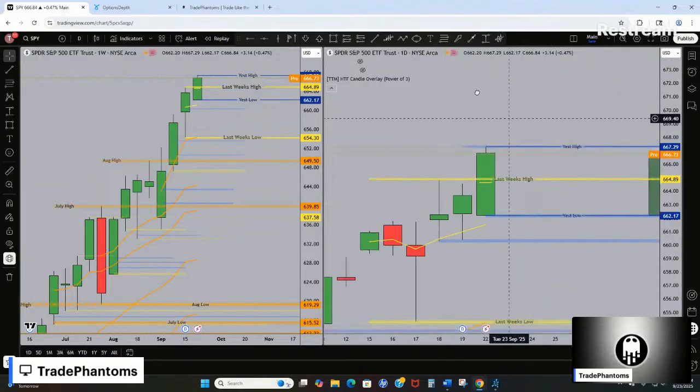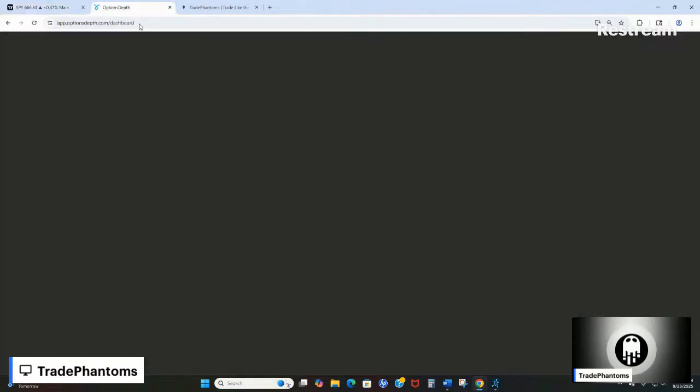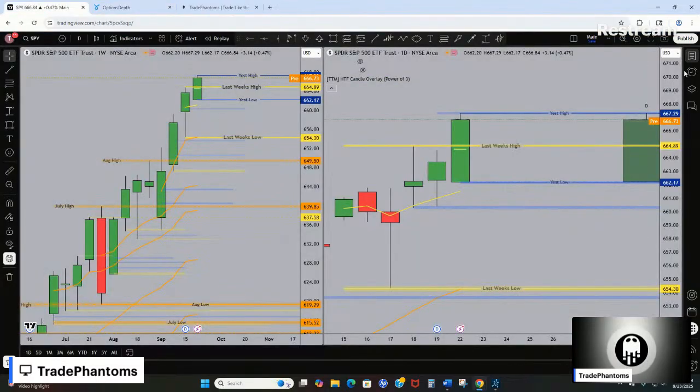SPY. Green bar closed here. Not even a gap. Nothing crazy here to say. We already kind of went over some gamma here. The market's about to open in about 4 minutes. Let me see Qs.